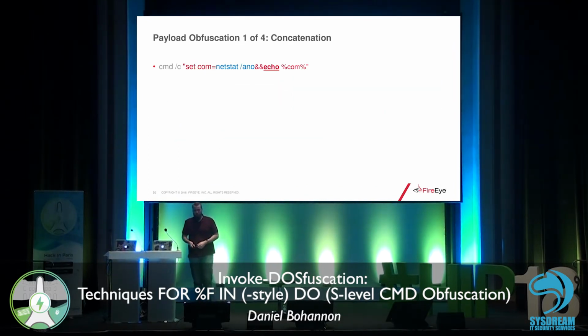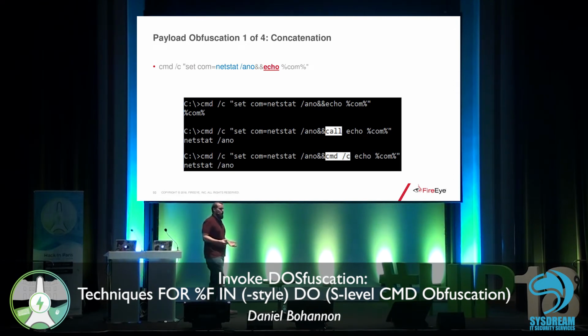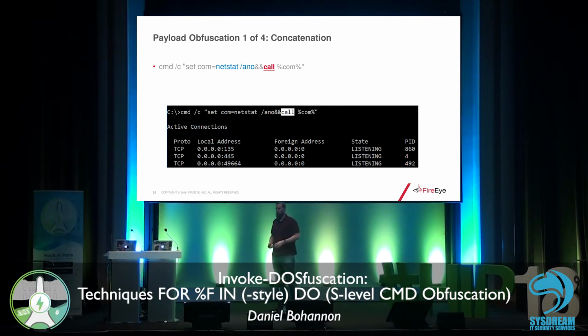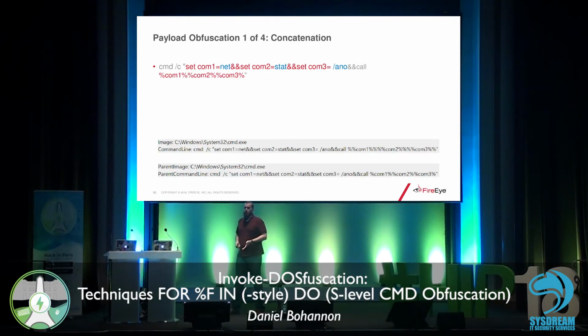So we're going to set our payload into this com variable, and then we're going to echo the variable and see that it actually doesn't resolve the value. 2 ways we can use to resolve the value is to spawn a child process, or we can use the call internal command to resolve that variable. So let's just use call. And if we do that, then it runs netstat. Great. Well, now, why don't we chop up our command into 3 pieces, com1, com2, and com3. And then we'll call the concatenation of those.